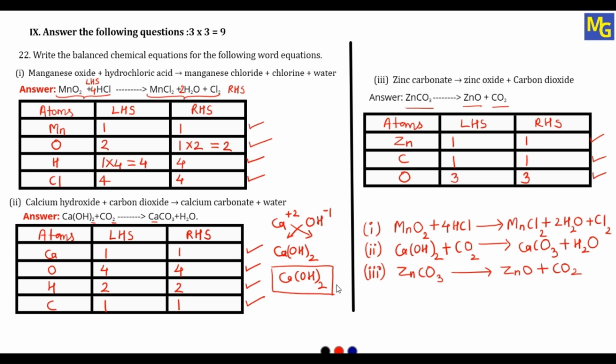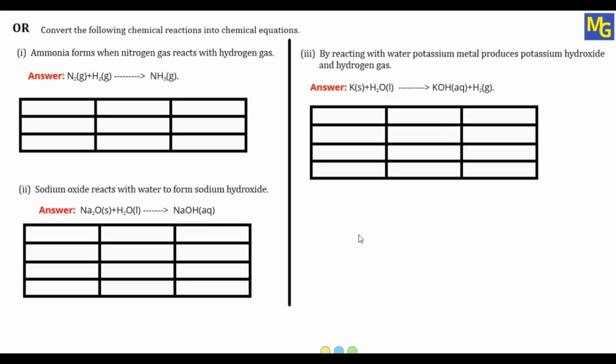Now we'll move with the next question. Now the next OR question, that is convert the following chemical reactions into chemical equations. The earlier question and this question are a little bit the same. In the earlier question we had a word equation and we converted it into a chemical equation. Now we have a reaction in the form of a sentence and we have to convert it into a chemical equation, and we have to balance it.